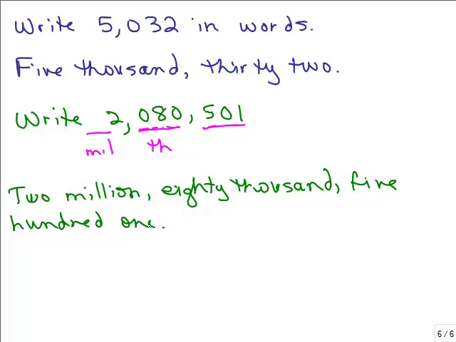So all you really need to know is how to say a 3-digit number. So any number between 1 and up to 999. And then after you read that, you see if it's in the thousands or the millions or the billions, etc.